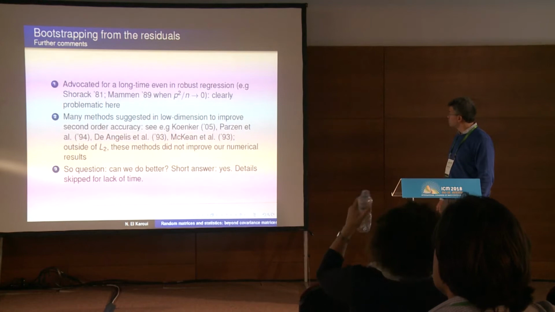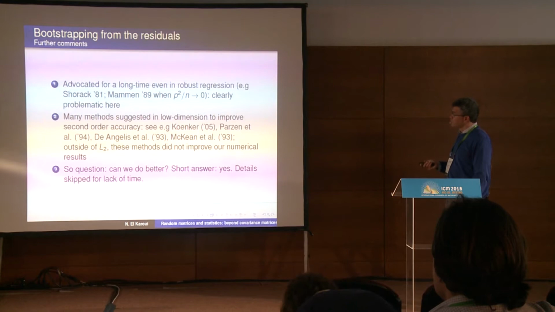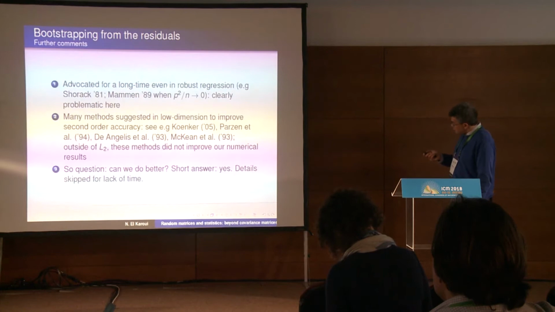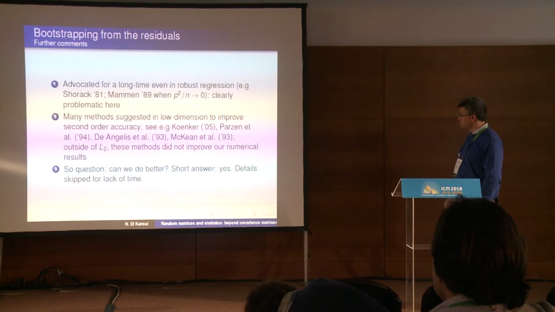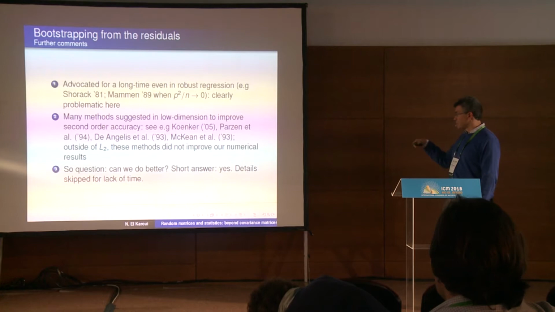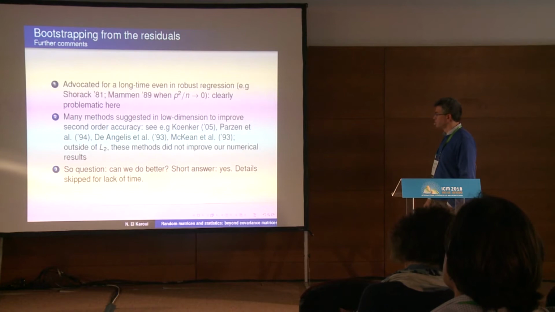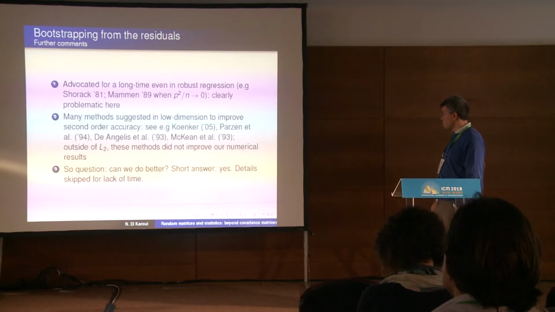Bootstrapping from the residuals for robust, or M-estimators, has been advocated for a very long time. There's a beautiful paper of Mammen in the high-dimensional case, where P squared over N goes to zero. It's clearly problematic for us. And people have worked a lot on perturbation analytic ideas, getting to second-order accuracy in the bootstrap and rescaling the residuals, but this is just the wrong thing to do here. It's not a perturbation analysis problem, so it didn't improve the numerical results. Can we do better? Yes, we can do better, but I'm not going to talk about it.